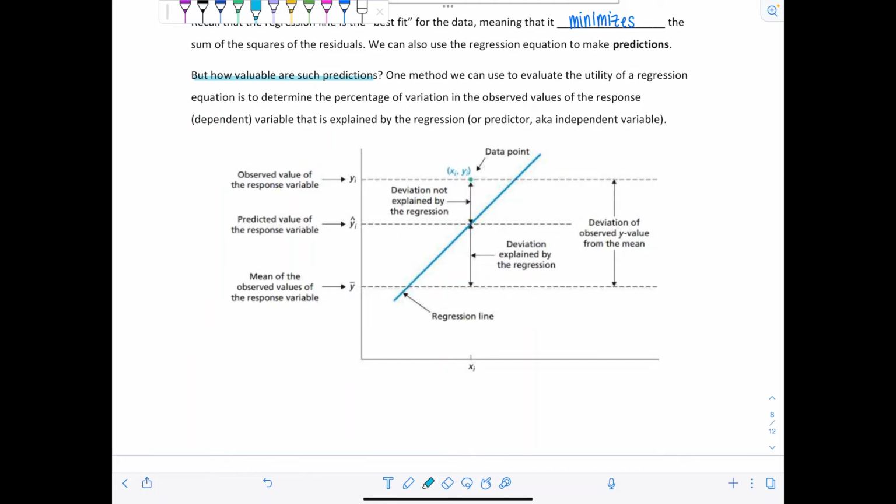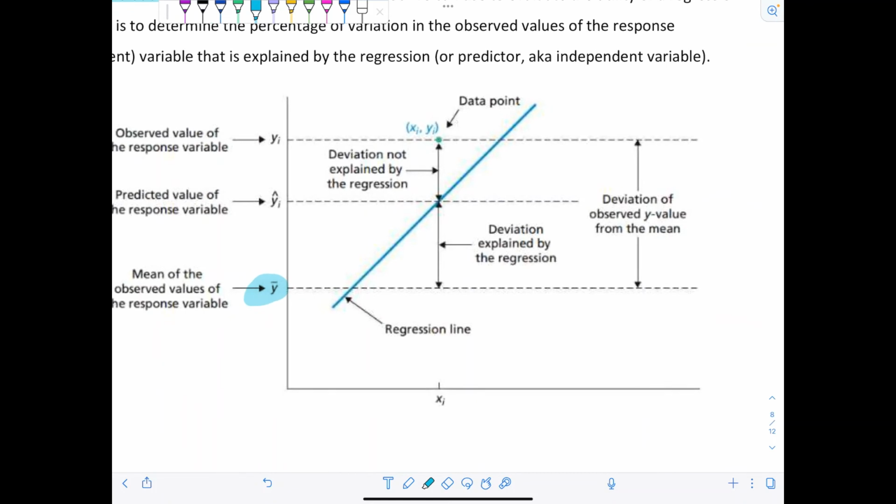We want to look at how much variation there is between the values, which we've studied variance before. We always compare the values to the mean, okay? So that's what we have plotted here. We have the mean of all the observations. So you've got a scatter plot going on. There's the mean, the dashed horizontal line right here. We have a regression line right here. This is the regression line.